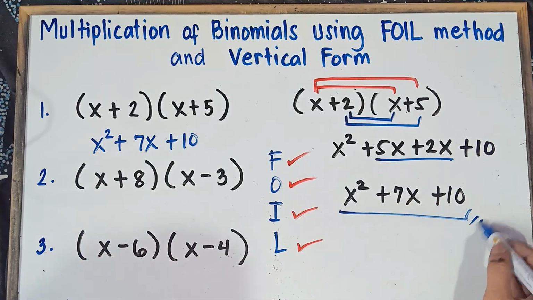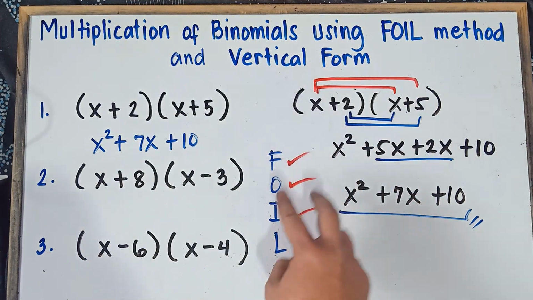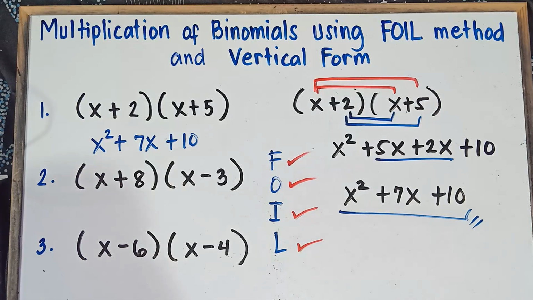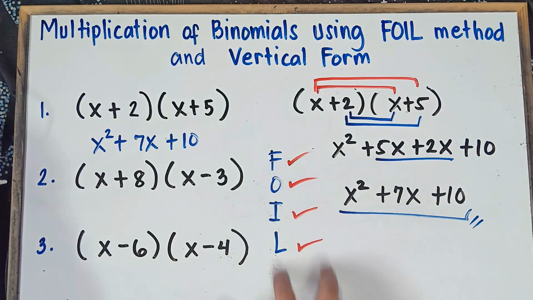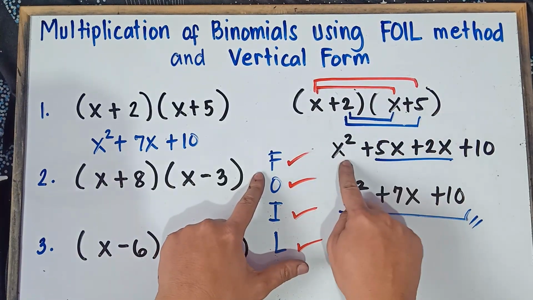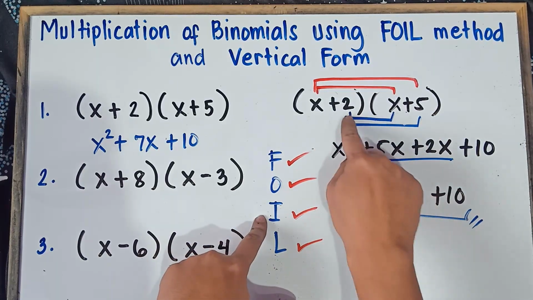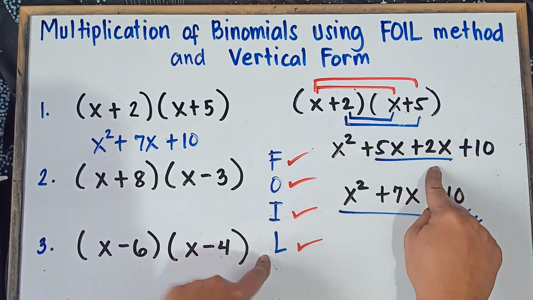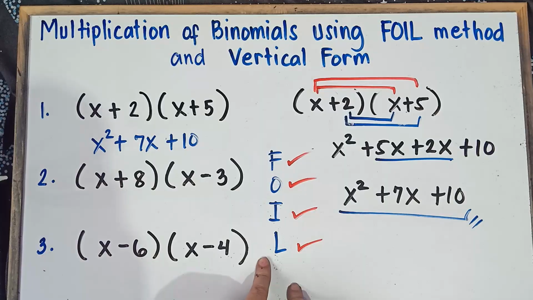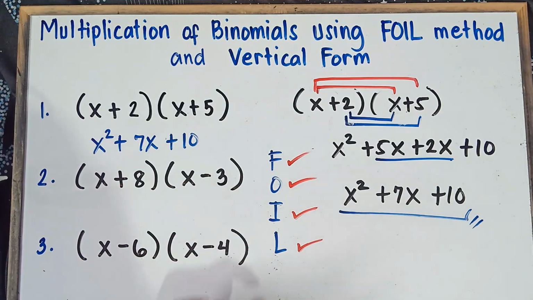So once again, class, it will take time if you write first, outer, inner, and then last with the given expressions. So just simply apply the FOIL method. Check: x times x, x squared. Outer, x times 5, 5x. Inner, 2 times x, 2x. Last, 2 times 5, that would be 10. So this will be your guide, class. I hope it's clear for you, class, with regards to example number 1.